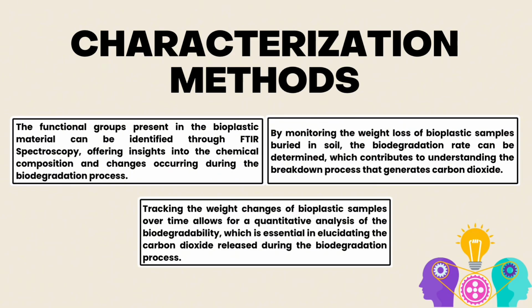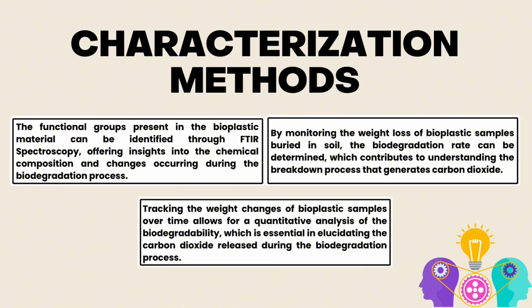In this study, we used several important methods to characterize the biodegradation process of banana peel-derived bioplastics. We employed FTIR spectroscopy to identify the functional groups present in the bioplastic material. This technique allowed us to gain a deeper understanding of the chemical composition of the bioplastic and track the changes that occur during biodegradation. Another key method was monitoring the weight loss of the bioplastic samples buried in soil. By observing how much weight the bioplastic loses over time, we can determine its biodegradation rate. This is a crucial step in understanding the overall breakdown process.